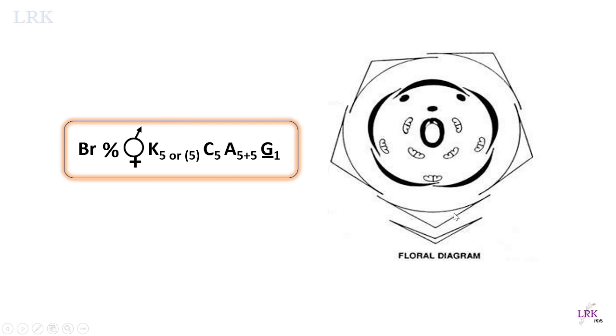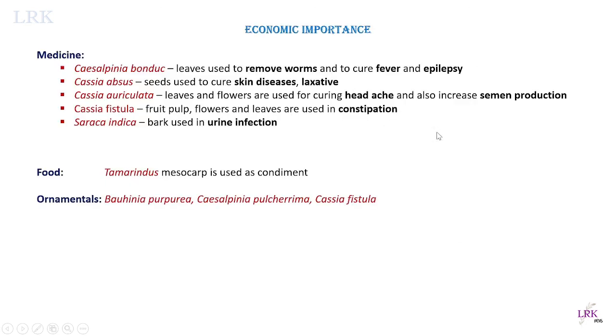See, this is the outermost whorl which represents the calyx, 5 in number. Then followed by corolla, 5 in number, ascendingly imbricate aestivation is seen, and you can see here the stamens are present in 2 whorls. The outer whorl has 5, and the inner whorl has 5 stamens, but only 7 are fertile and 3 are sterile. These are the sterile stamens and these are fertile. And the central one is the gynoecium with a single carpel. So this is the floral diagram.